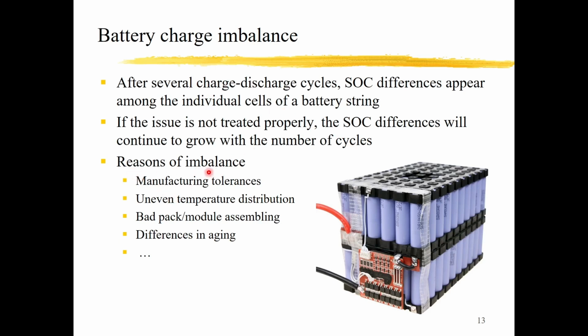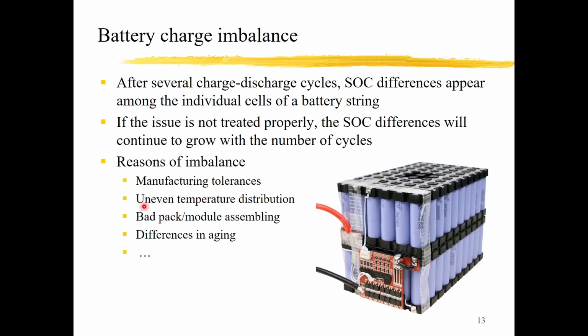Why is there an imbalance? Okay. First is manufacturing tolerances. That is, after the battery cells are manufactured, there are some differences in the cells. Okay. So there are intrinsic tolerances in the battery cells.